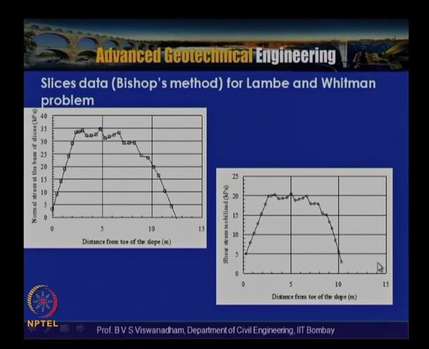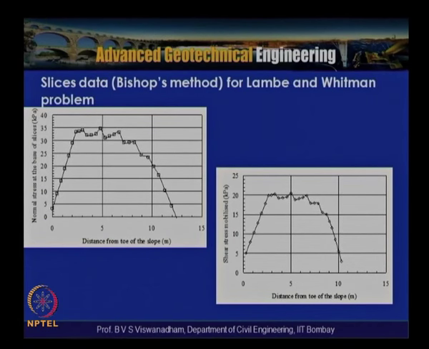Now when you plot the distance from the toe of the slope against the normal stress at the base of the slice, you can see that the mobilized normal stress at the base of the slice is about 35 kilopascals, which then drops down as you go away from the toe of the slope. Similarly here, the mobilized shear stress is also plotted, as recorded from the program.